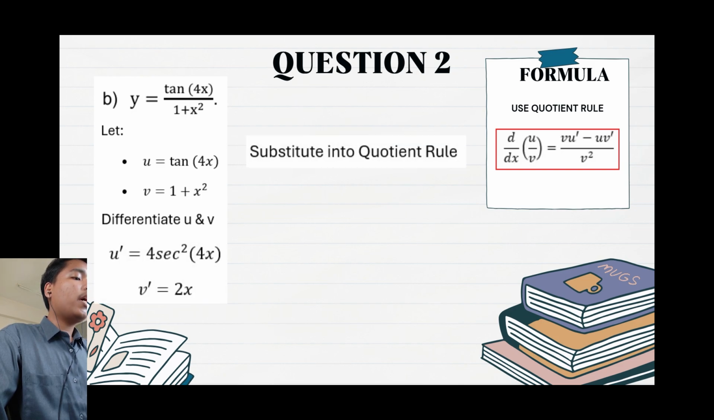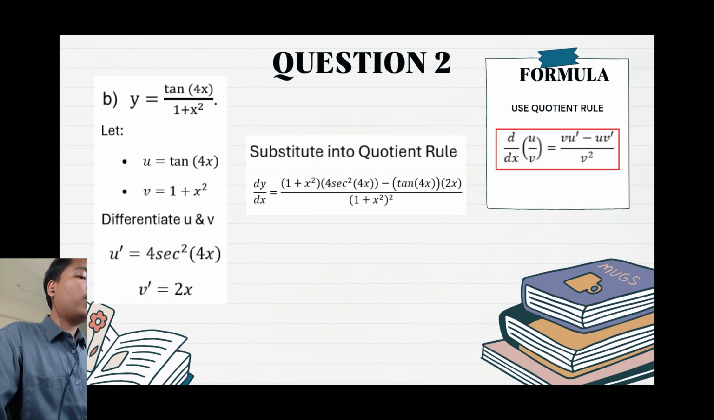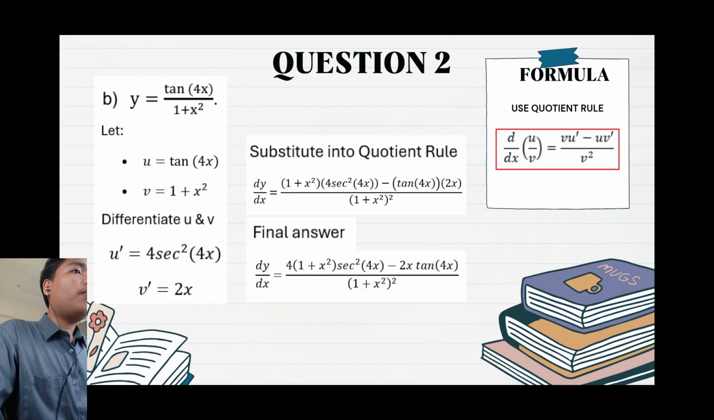So dy over dx equals v times du over dx minus u times dv over dx, all divided by v square. After substitution, we get dy over dx equals (1 plus x squared) times 4 secant square 4x minus 2x tan 4x, divided by (1 plus x squared) squared. So the final answer is dy over dx equals [4 times (1 plus x squared) secant square 4x minus 2x tan 4x] over (1 plus x square) square.